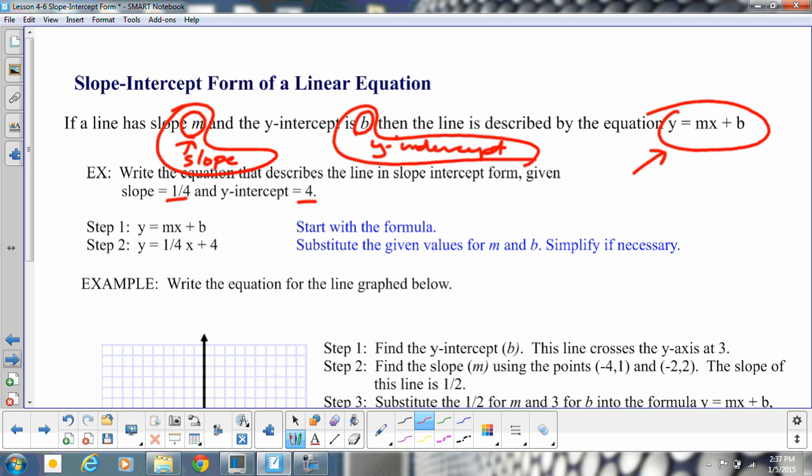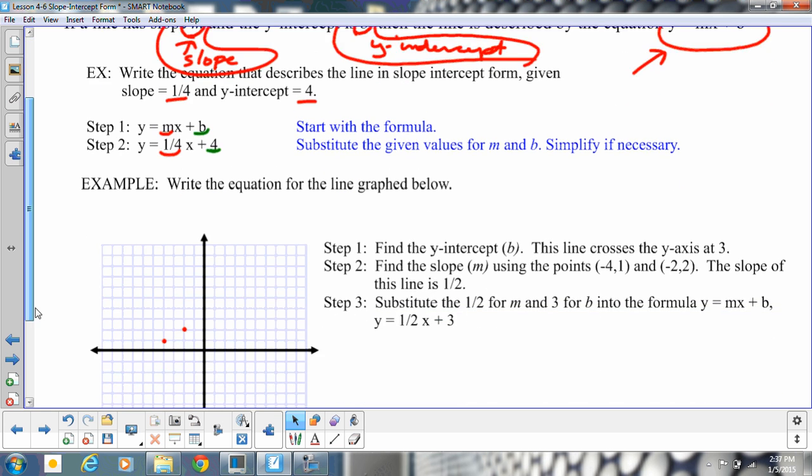I know the slope is 1/4. I know the y-intercept is 4. So where I see the m, I put in a 1/4. Where I see the b, I'll put in a 4. So if I know my slope and y-intercept, I get my corresponding equation: y equals 1/4 x plus 4. On to the next problem.